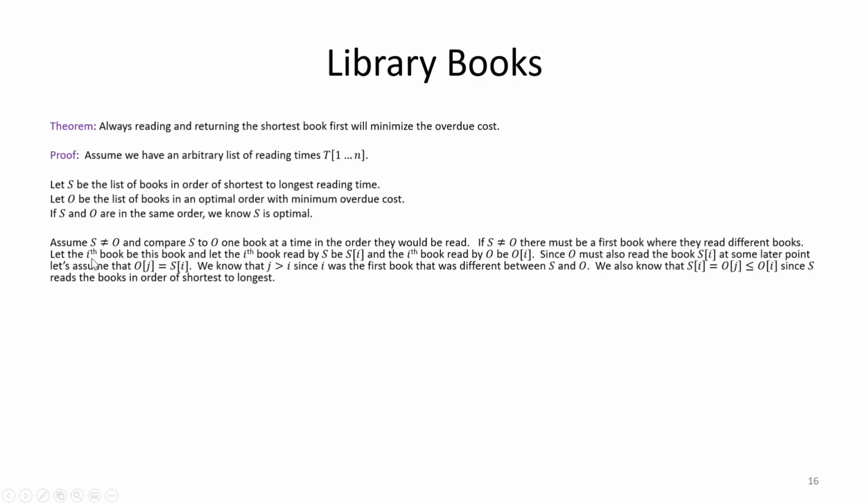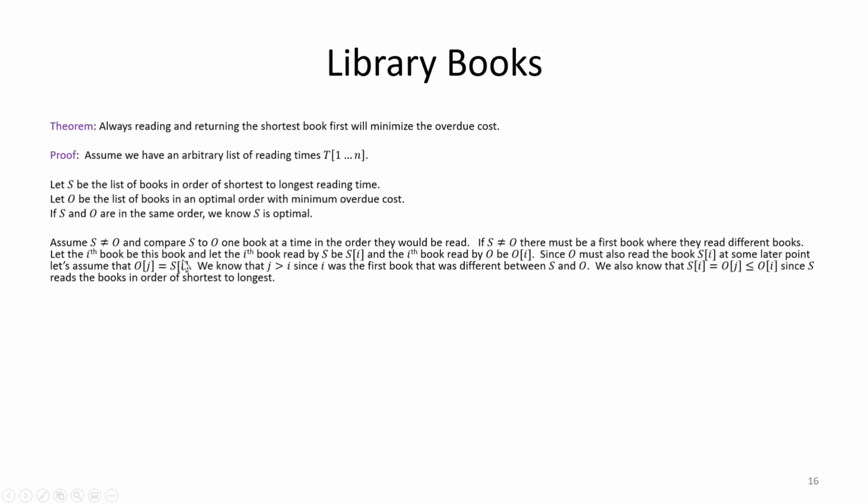Let's call that the ith book. And then we'll say S reads SI, and we'll say O reads OI at the ith book. And those are different because we've assumed they're different. Okay. Then, since O must read all the books, we know that SI, the book that is read by S, must be read later on. Whereas OI is being read in its place right now.